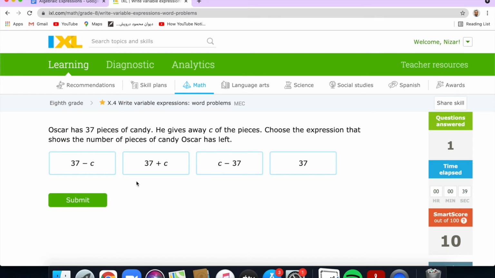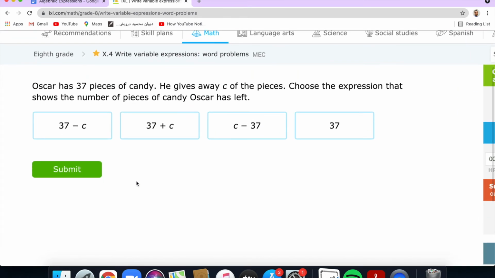The next one. Oscar had 37 pieces of candy. So this is the original number, 37. Okay, that means this is wrong. This might be wrong. Let's see. He gives away C. That means the number 37 will be less. So I need to subtract C from 37. So which is 37 minus C, not C minus 37, because the original number is 37.